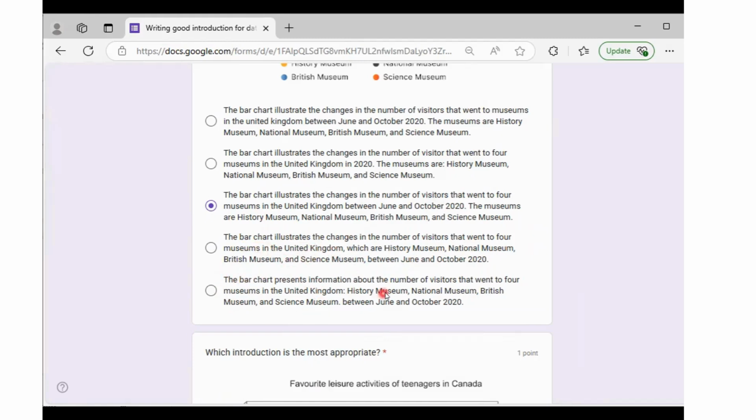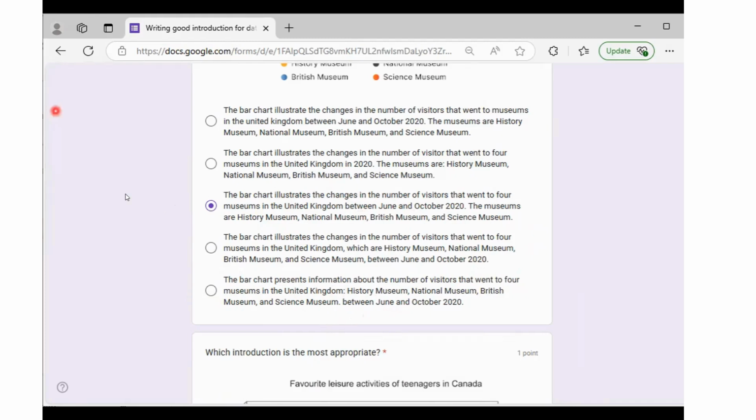Option E, the bar chart presents information about the number of visitors that went to 4 museums in the United Kingdom. Colon, same problem here. History Museum. What this colon means is that you want to tell us more about the United Kingdom, and then you continue the sentence after listing the museums. This is a poor way to use a colon. So this last option cannot fit in. The best thing is to have a 2-sentence introduction, and that's what we have in option C.